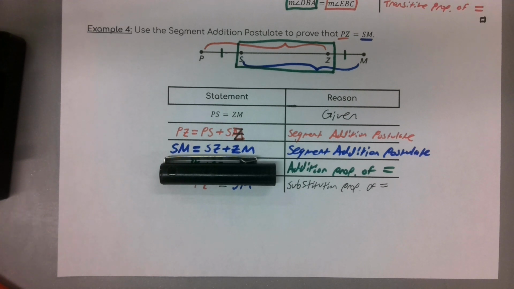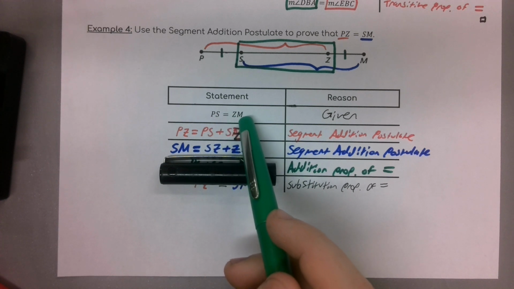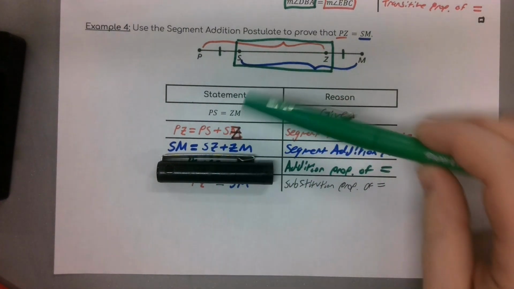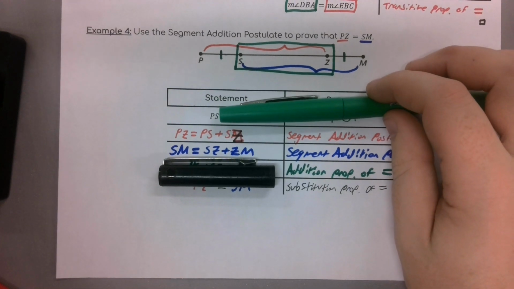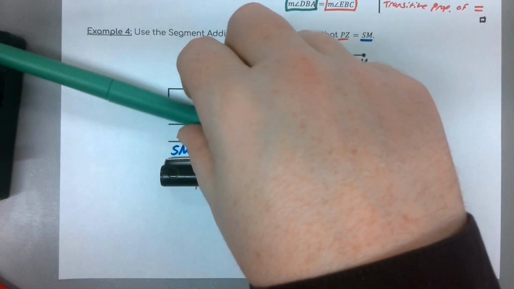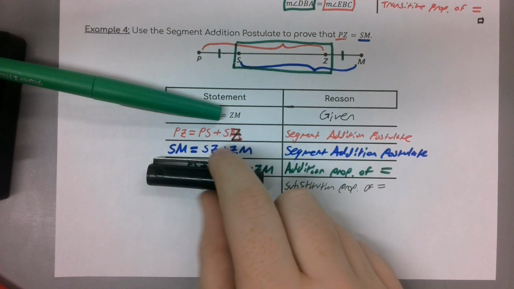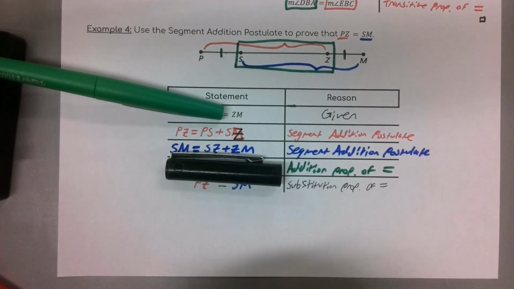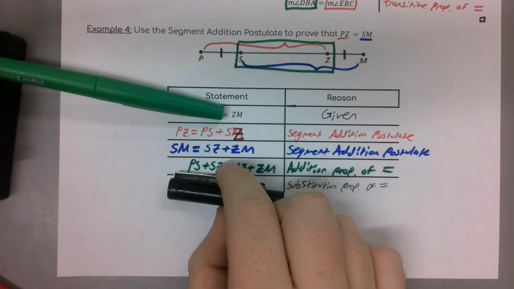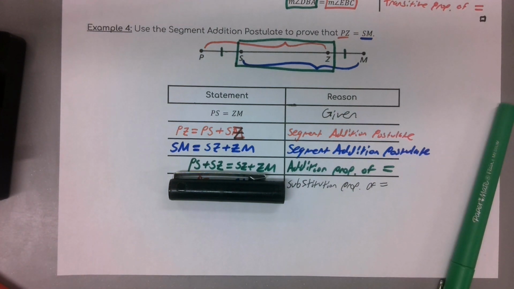So we recognized that if we added an SZ to PS and an SZ to ZM, then the left side would be PS plus SZ. Hint, that's exactly what the red one says. And if we added SZ to ZM, it would look exactly like what the blue one says. It would say SZ plus ZM. That's what the blue one is. So we did that, because we're allowed to and no one's going to stop us. We added SZ to both sides to make them look the same.